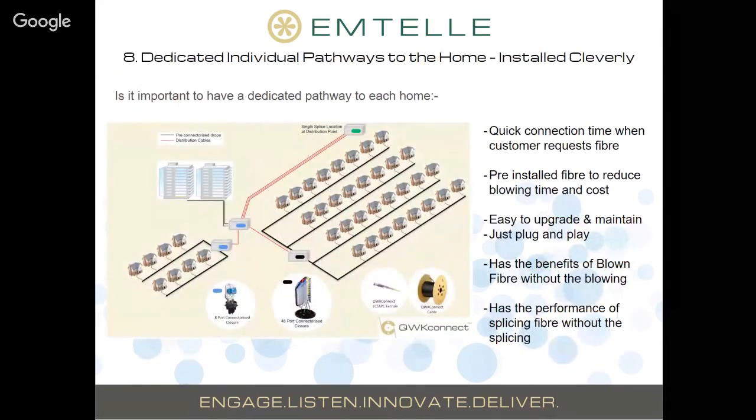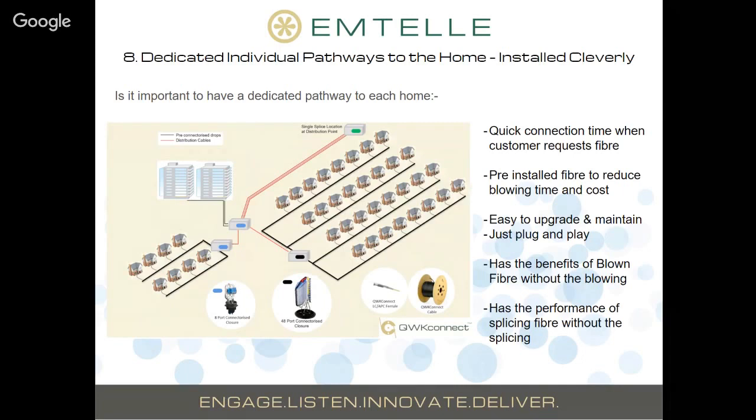Okay, section 8 is just discussing having a dedicated individual pathway to the home. The build has to be installed cleverly. If you have a dedicated pathway from the cabinet or the closure to each home, that means in the next 20 or 25 years, you have the ability to change out a fibre optic cable to each home, because you don't really know what's around the corner, and it is good to have a plan or a backup plan where you can change your whole network if need be in the future.